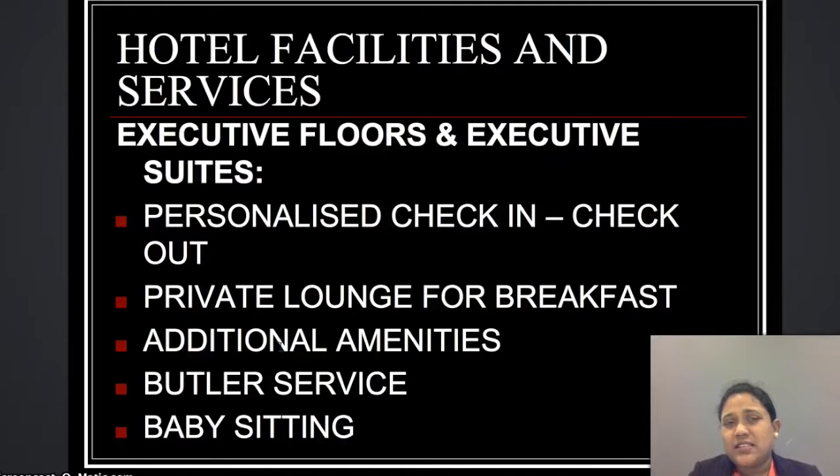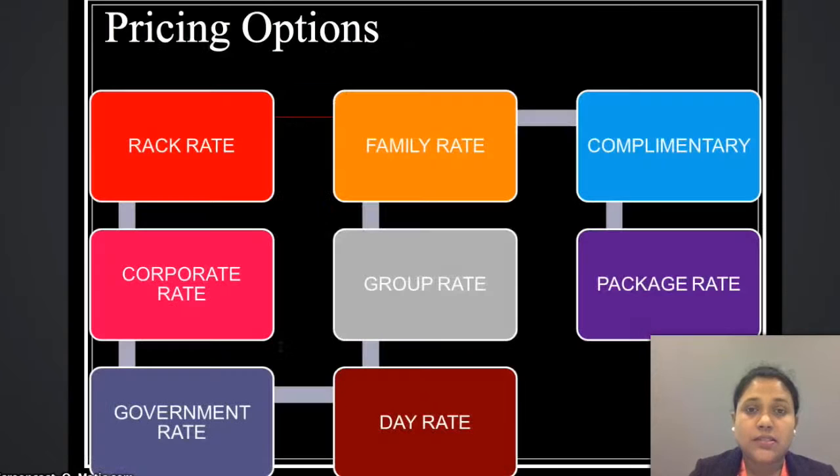Okay, basic facilities and services in a hotel are personalized check-in and check-out. This comes in the executive floors and executive suites. Private lounge for breakfast, additional amenities, butler service, and babysitting. The pricing options. This is very important. Normally, we all know only this, the rack rate. This is the hotel's normal published tariff, which is very expensive, and any other discount offered to any guest comes from this rate only. The corporate rate is only for corporate clients.